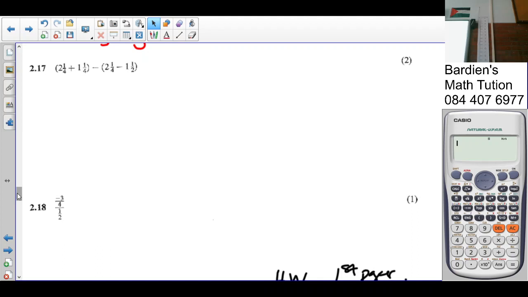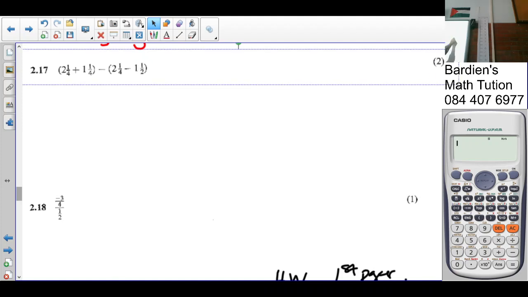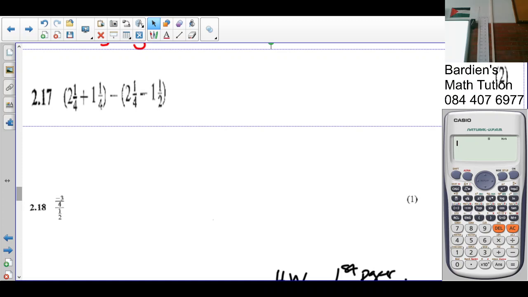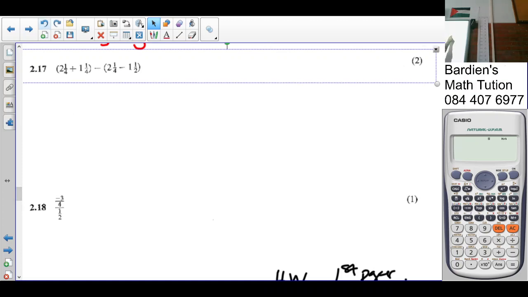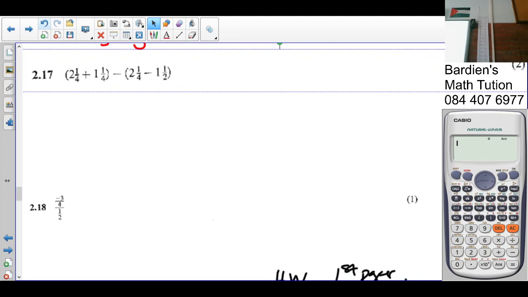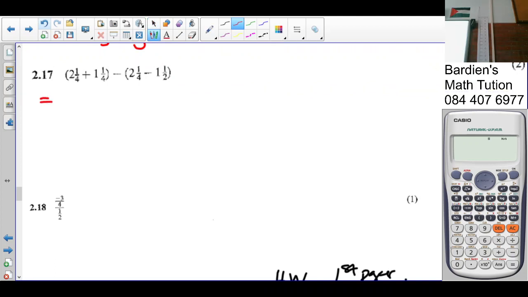In question 2.17, you must do the inside of the bracket first. According to BODMAS, brackets first. So what's your LCM here? 4. Okay, let's see, make it bigger. It's going to be 4. But first I must change to improper fractions. Okay? Yes? You can do that as well, no problem. So, since it's both quarters, it's 1 plus 2 is 3. So, quarter plus quarter is 2 quarters.